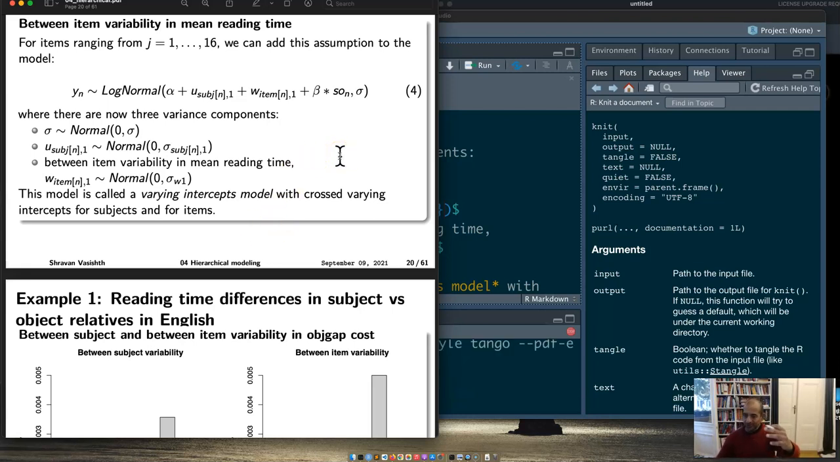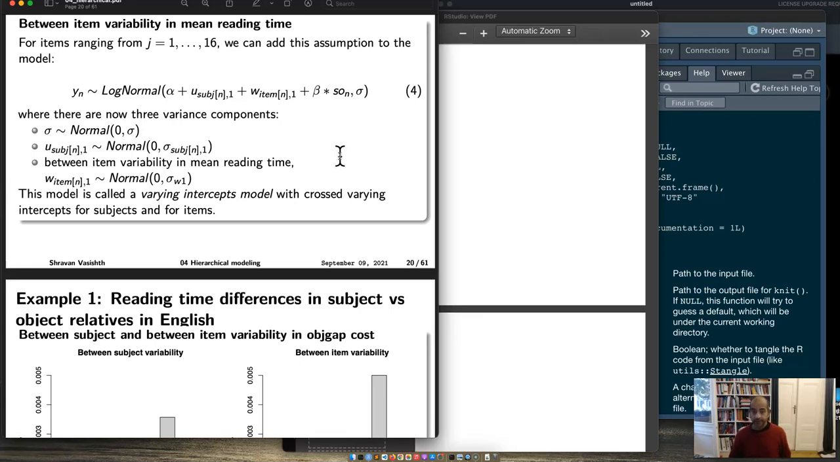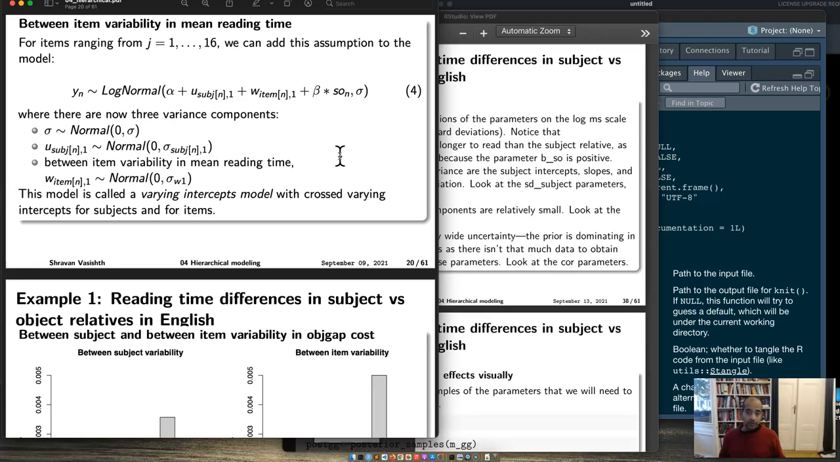So this is both good news and bad news. Okay, it's good news because it's more realistic. It's taking into account that both subjects and items will vary, right? But it's bad news because it's gonna increase the uncertainty of our posterior.